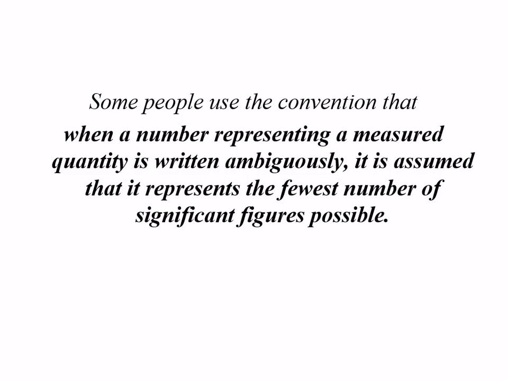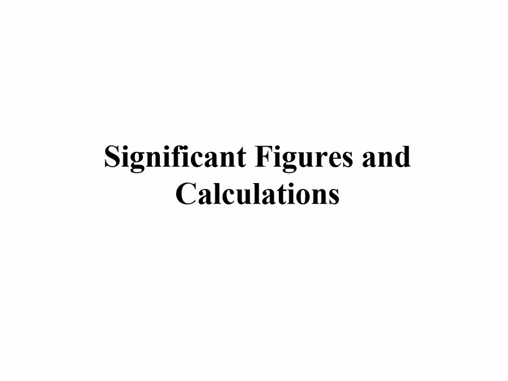I know this says some people use the convention that when a number representing a measured quantity is written ambiguously, it's assumed that it represents the fewest number of significant figures. I think that's probably everybody. So 32,000, for instance, without any decimal, you're looking at 2 significant figures. That's all that means. All right, drum roll.